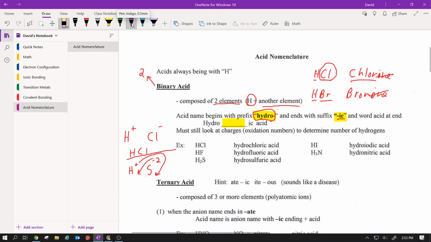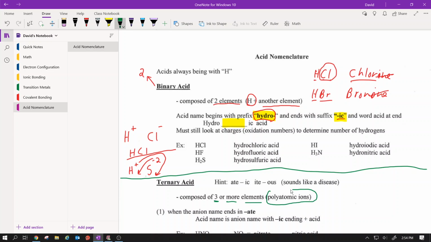Now I want to swap down and let's go with a little bit of green. And let's talk about a ternary acid. Now, a ternary acid is going to have 3 or more elements. And the way that that's going to work out is it's going to involve our polyatomic ions, which are the multi-atom groups that are found on the back of our periodic table.